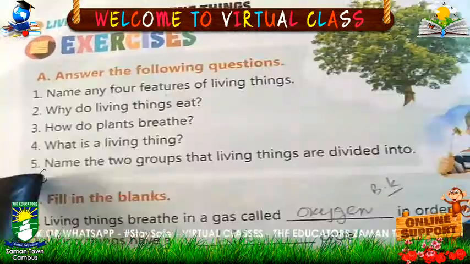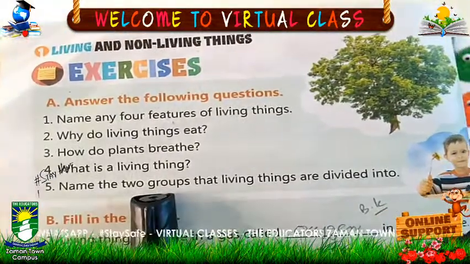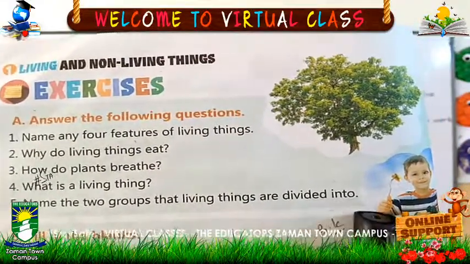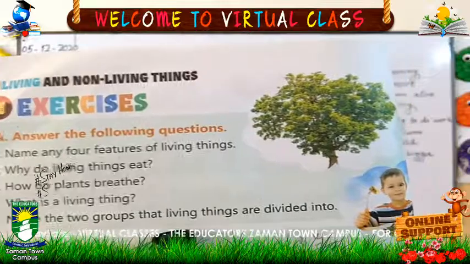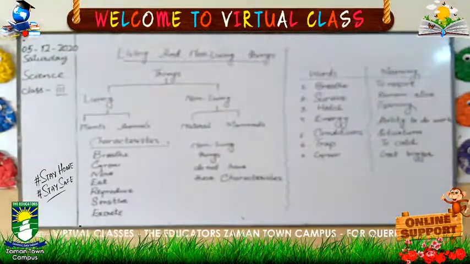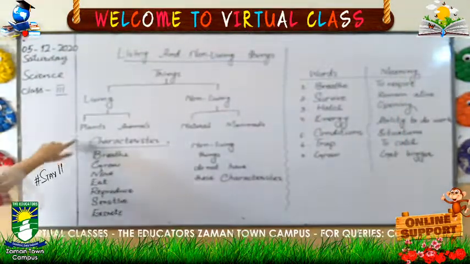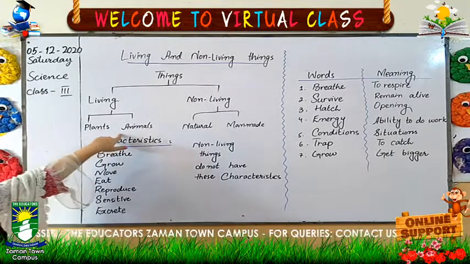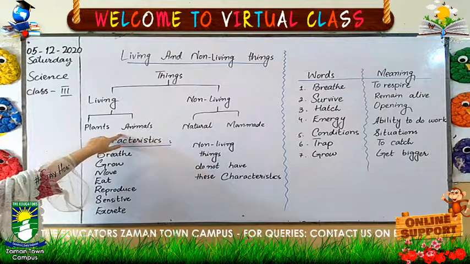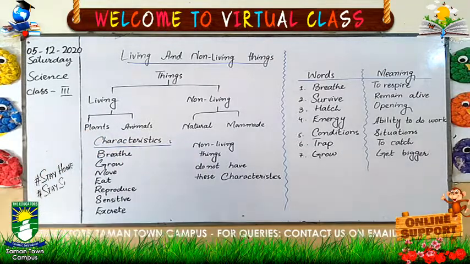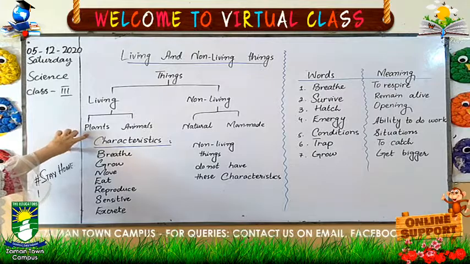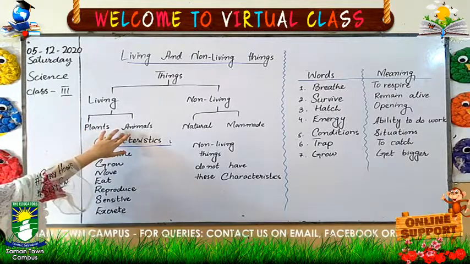Come to question number 5. Name the 2 groups that living things are divided into. You have to name the 2 groups like as I have written on the board. The 2 groups are, number 1 is plants and number 2 is animals. Okay, the living things are divided into 2 groups. Number 1 is plants and number 2 is animals.